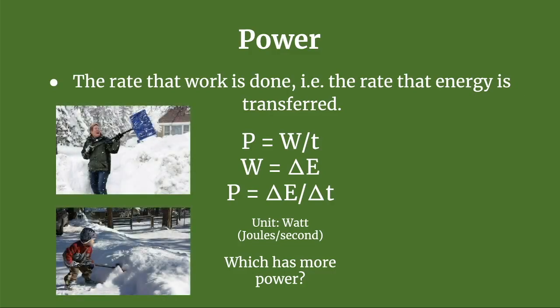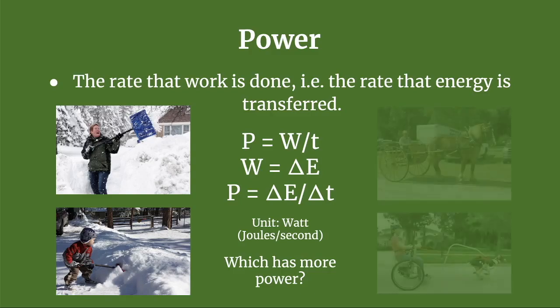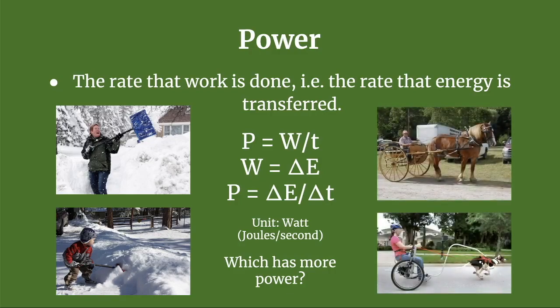Who has more power, the woman shoveling the snow or the child? Probably the woman because she's doing more work, i.e. lifting and throwing the snow in less time. Now here, who has more power, the horse or the dog? Most likely the horse because it can do more work, which is moving heavier loads, changing the load's kinetic energy in less time.